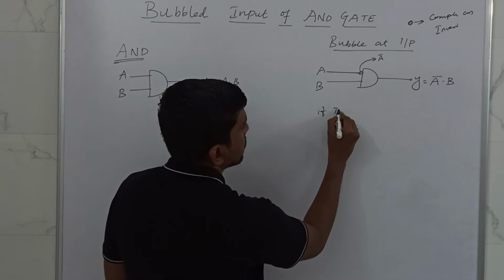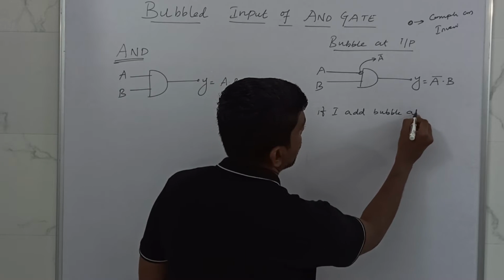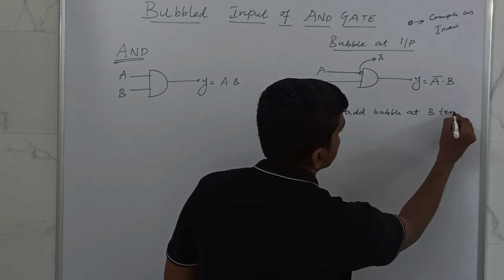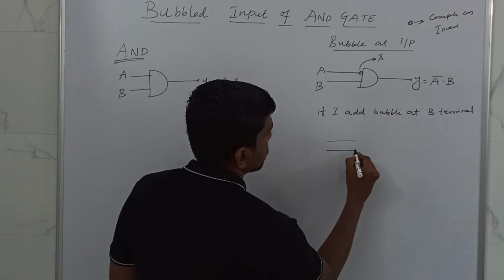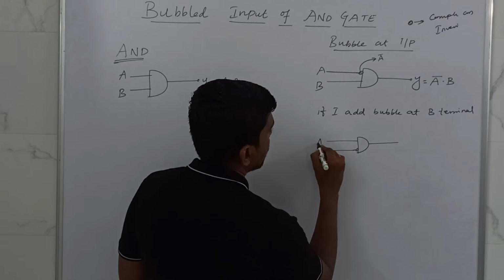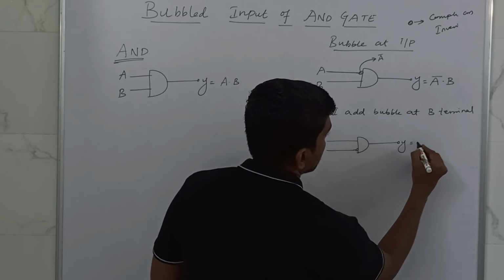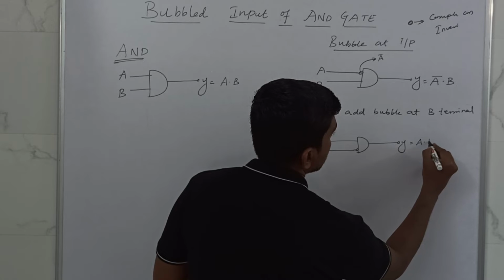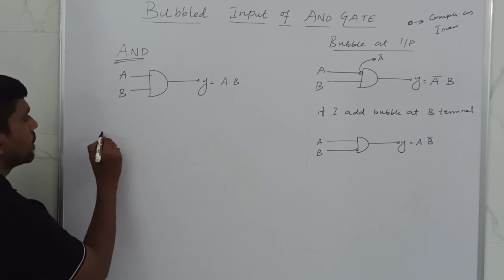If I add the bubble at the B input terminal, the structure is like this. A and B are the input variables, Y is the output. So now you will get the Boolean expression A dot B bar.